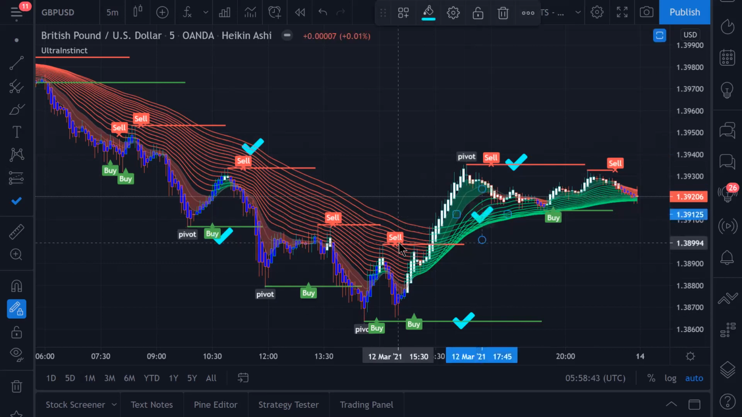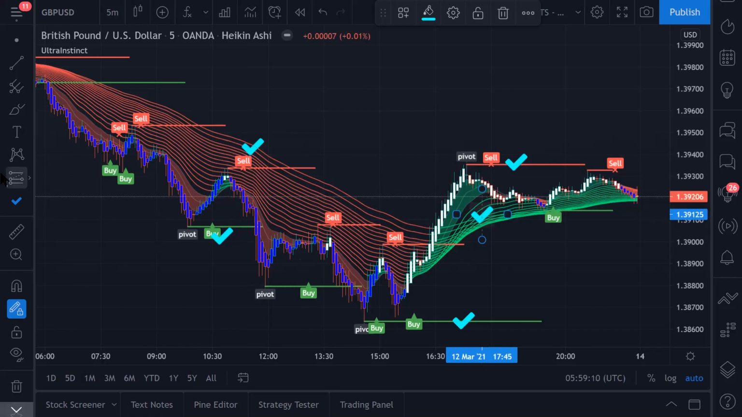The ribbon tells you which direction price will move, upwards or downwards. If the ribbon is green, all the EMAs in the ribbon, if they are green, then price will go up. Okay, and if all the EMAs in the ribbon are red, price will go downside.